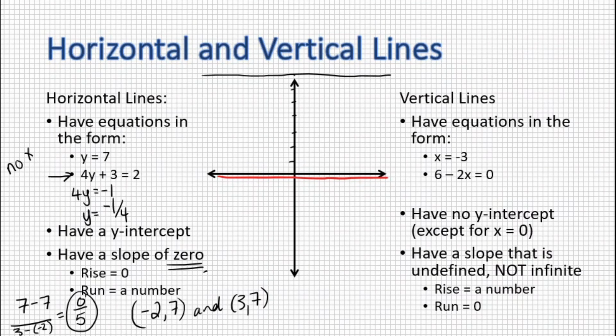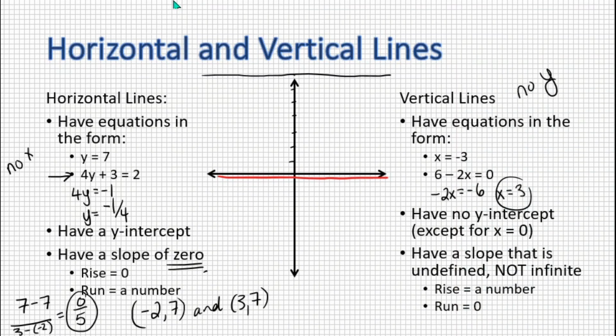Flipping over to vertical lines, they have no y. So it's a little counterintuitive, but it makes sense. A vertical line doesn't need a y in it because all values of y will have the same x. And once again, if I rearrange this 6 minus 2x, I end up with minus 2x equals negative 6. And it tells me this line has an equation that is x equals 3. So they're not going to have a y-intercept unless the equation is x equals 0, and then it is running right up the y-axis. And they have a slope that is undefined.